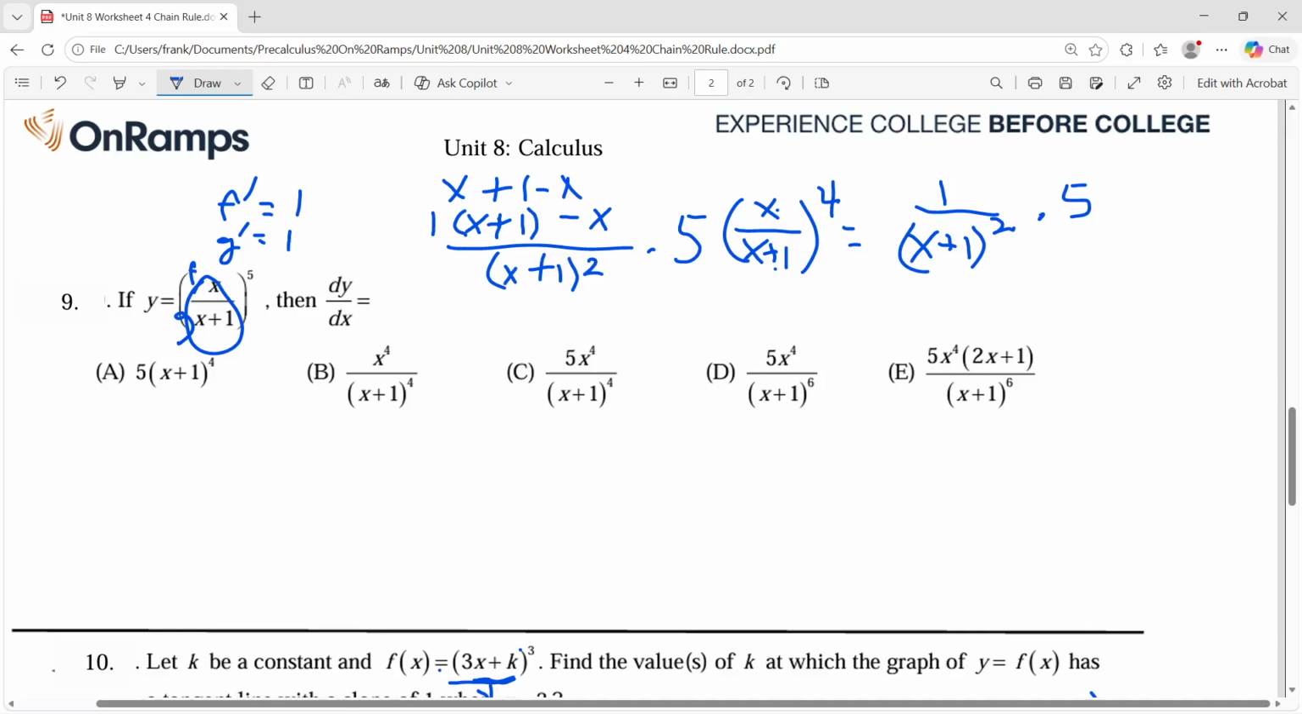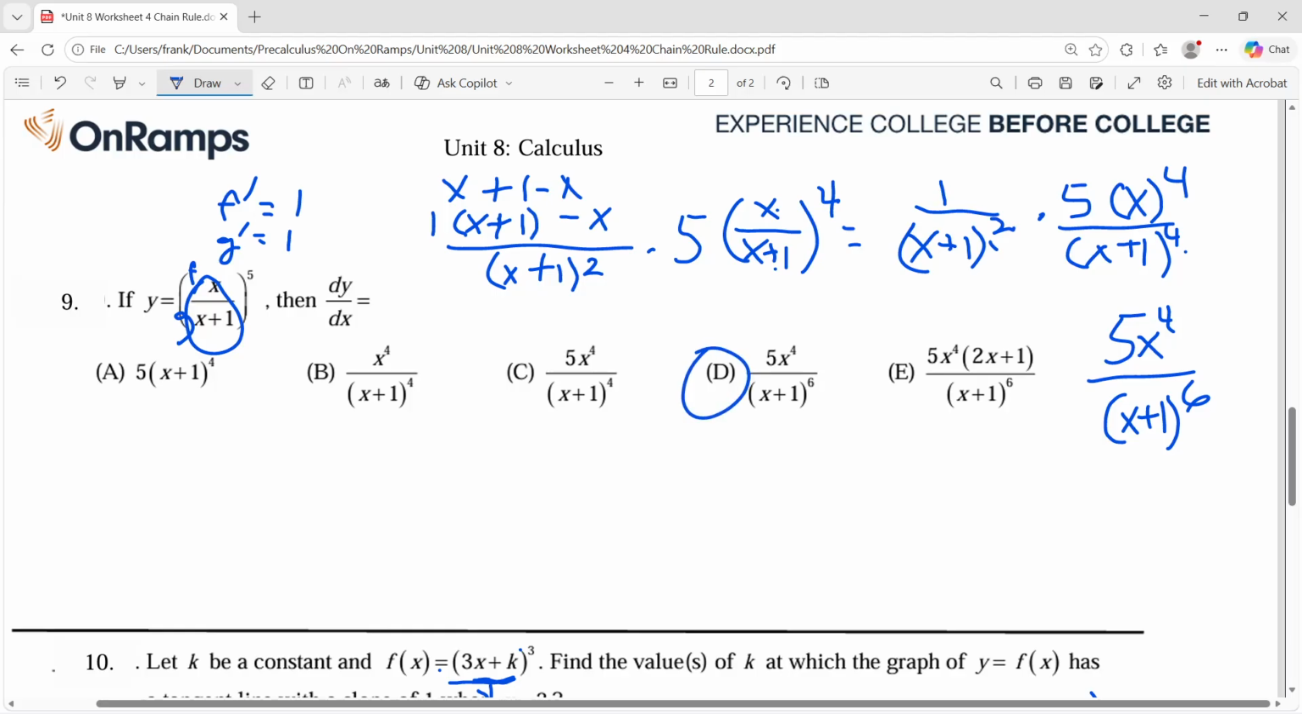And I'm going to separate these. I'm going to make this x to the 4th divided by (x plus 1) to the 4th. And I get 5x to the 4th divided by, 2 plus 4 is 6, (x plus 1) to the 6th. And that is answer D. So that's chain rule and quotient rule. I had to do both.